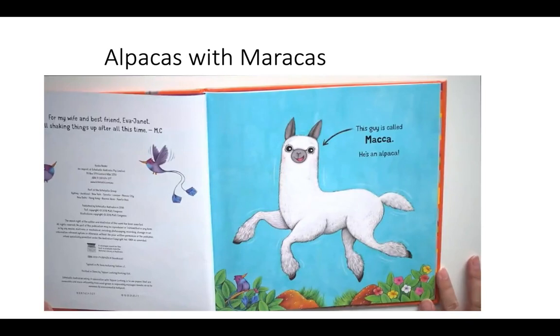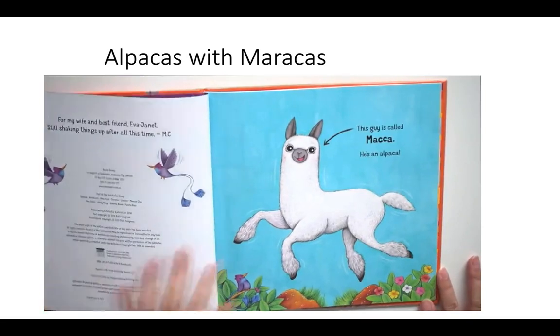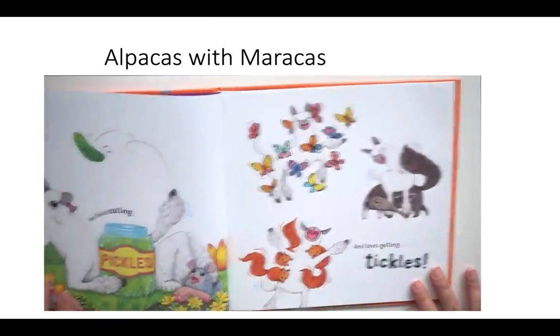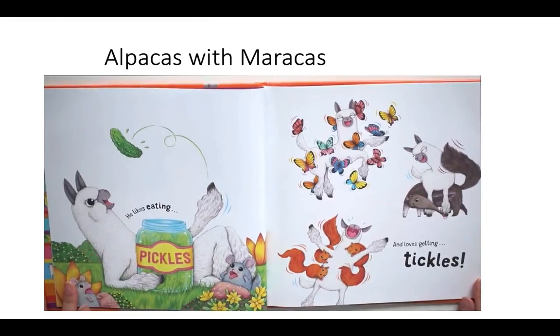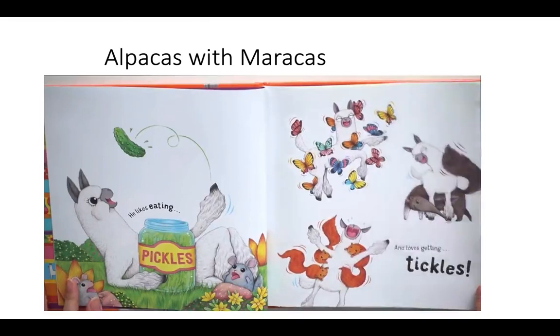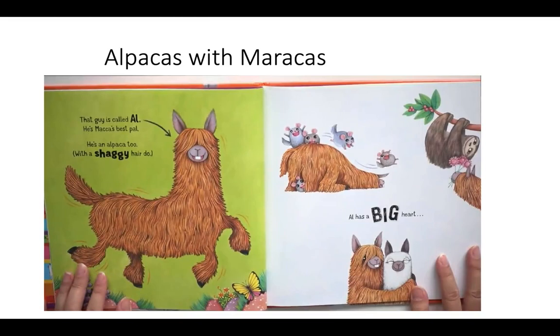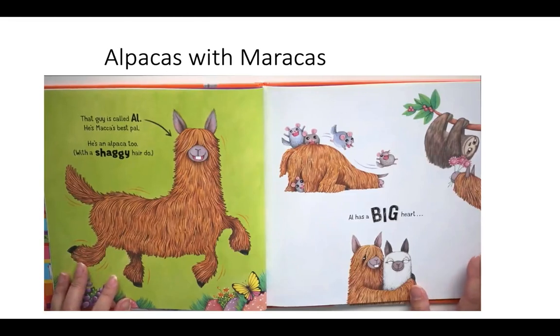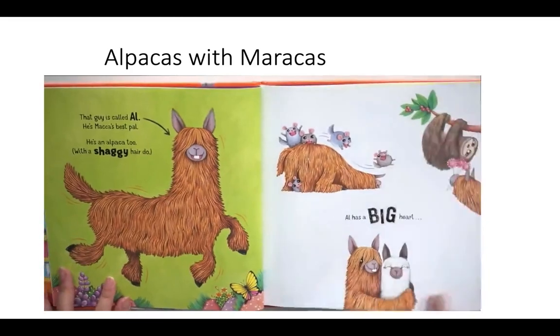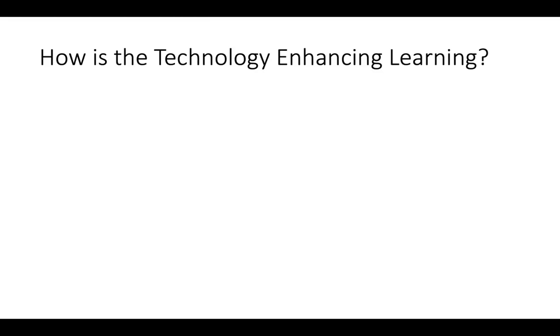This guy is called Macca. He's an alpaca. He likes eating pickles and he loves getting tickles. That guy is called Al. He's Macca's best pal. He's an alpaca too, with a shaggy hairdo. Al has a big heart. Okay, it's probably enough of that.